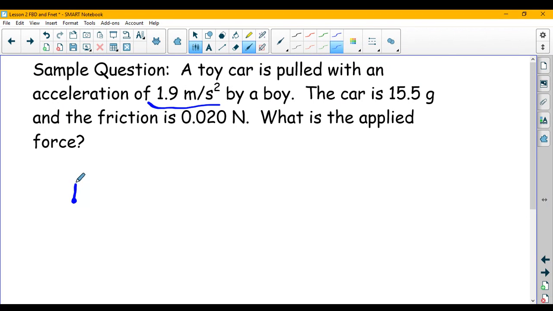So I'm going to draw my diagram. I should always draw a free body diagram every time I do one of these questions. It will be a requirement, probably on tests and quizzes. It'll actually ask you for a free body diagram. So you just get used to drawing it.